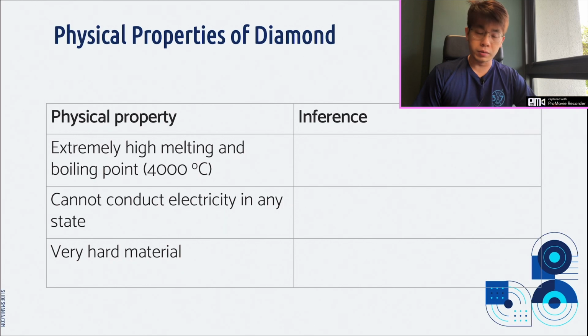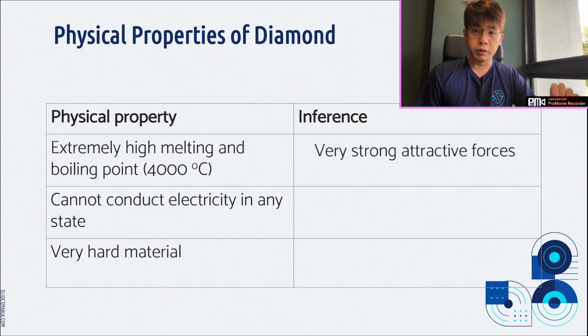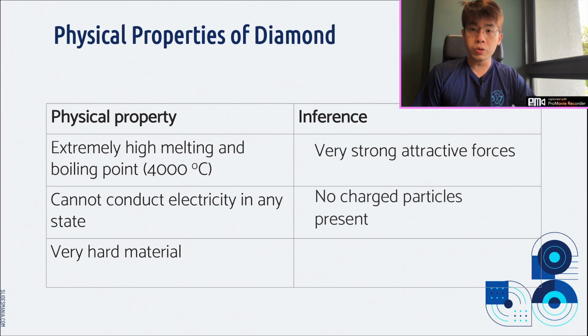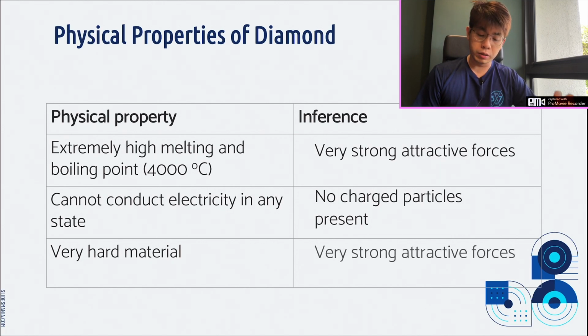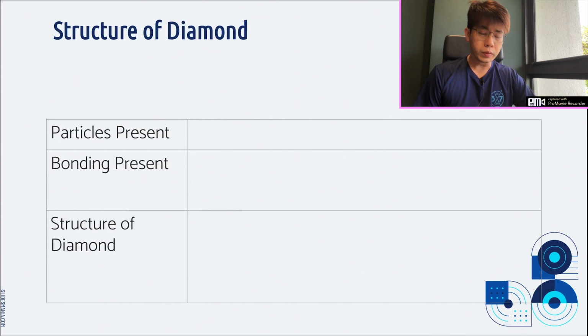So what does it mean to have a very high melting and boiling point? It will actually mean that the attractive forces between the particles in diamond should be very strong. And if it cannot conduct any electricity, it should indicate that there are no charged particles within the diamond structure. And a very hard material, again, means that the attractive forces within diamond are very strong. So what can we infer about the particles found in diamond, remembering that it cannot contain any charged particles?